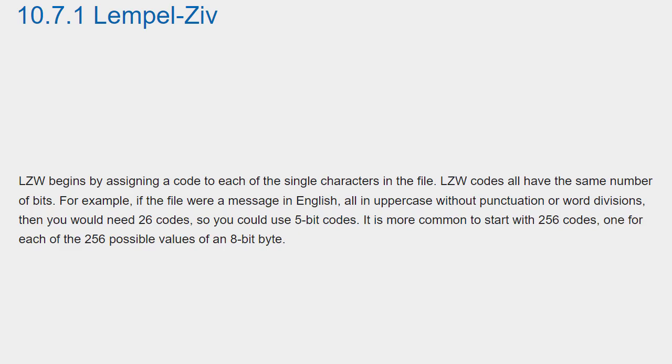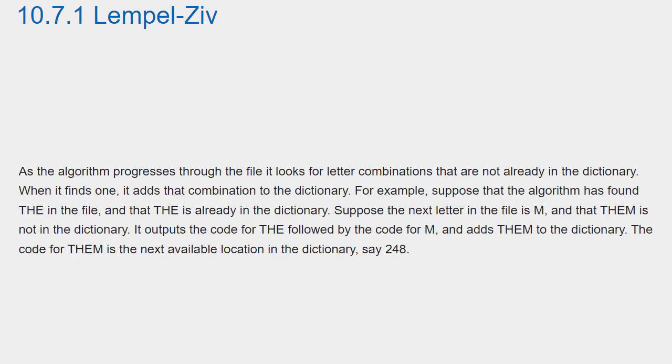For example, if the file were a message in English, all in uppercase without punctuation or word divisions, then you would need 26 codes, so you could use 5-bit codes. It is more common to start with 256 codes, one for each of the 256 possible values of an 8-bit byte. As the algorithm progresses through the file, it looks for letter combinations that are not already in the dictionary. When it finds one, it adds that combination to the dictionary.